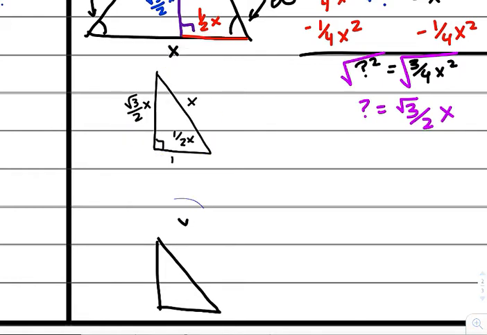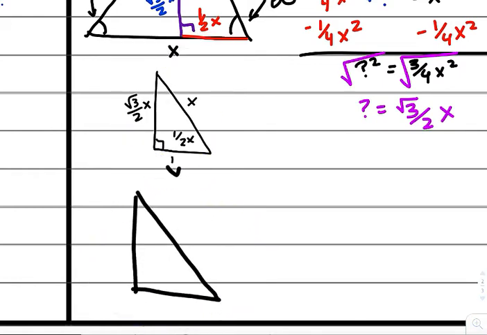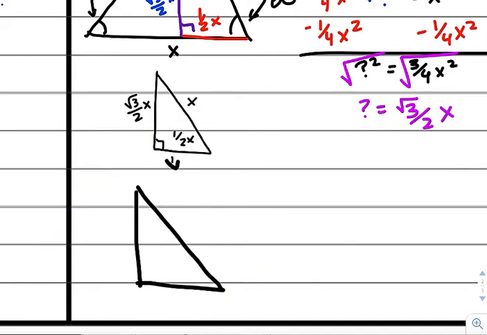Okay, so to make that a little smaller, I'm going to blow this up by a k factor of 2, which means I'm doubling all my side lengths. That means this will be 2x, this will be x, and this, times 2, will be square root of 3 times x.